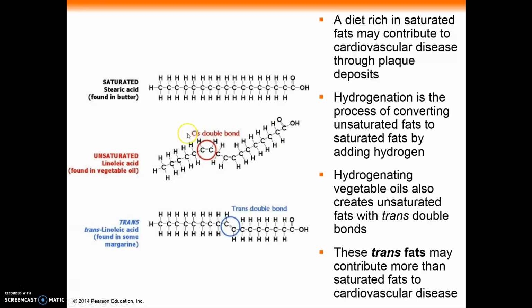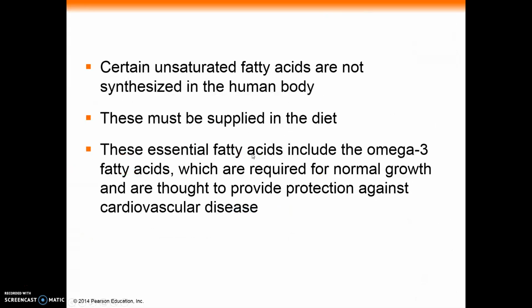Now, something to consider with these unsaturated fatty acids is that we have the ability to make some of them, but we cannot make all of them. So there are in fact some unsaturated fatty acids that we cannot make. These we have to consume in our diet. We cannot live without them. One group of these is the omega-3, and also omega-6 are included in this. These are things that we need in order to produce everything we require in our body.